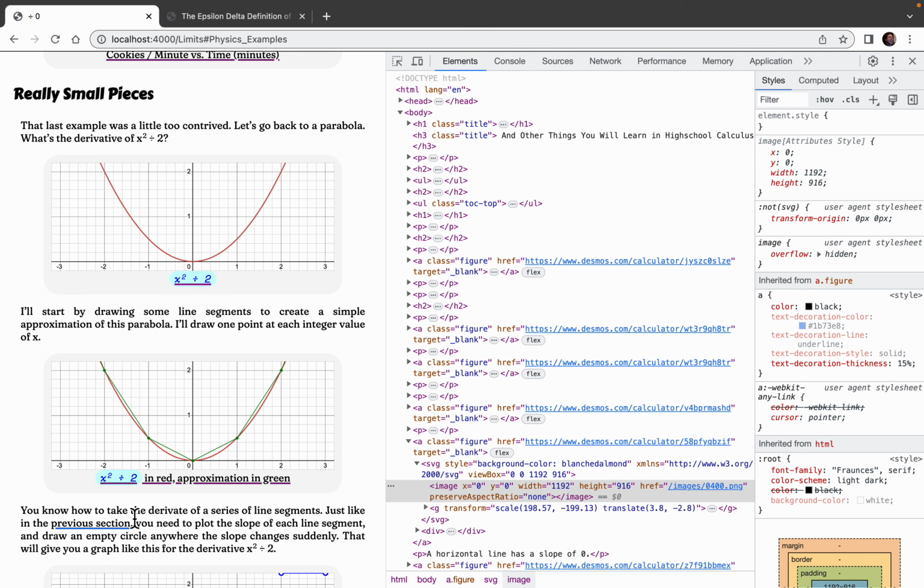Really small pieces. That last example was a little too contrived. Let's go back to a parabola. What's the derivative of x squared divided by 2? I'll start by drawing some line segments to create a simple approximation of this parabola. I'll draw 1 point at each integer value of x.